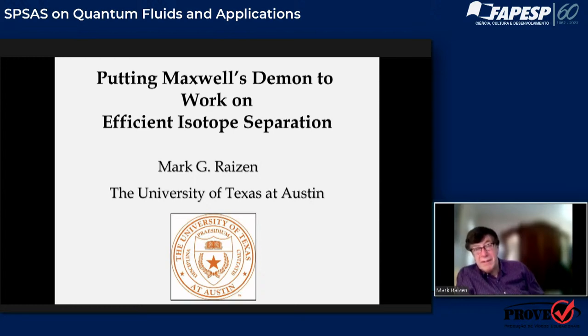But today, I want to pick up roughly from yesterday and continue the discussion of Maxwell's demon in a different context, and that is for isotope separation.